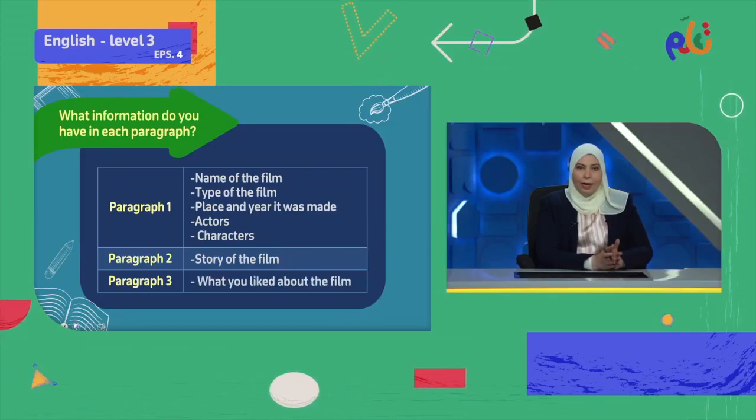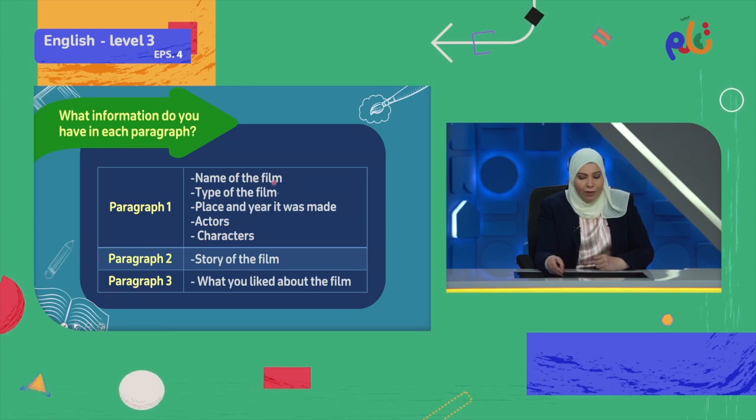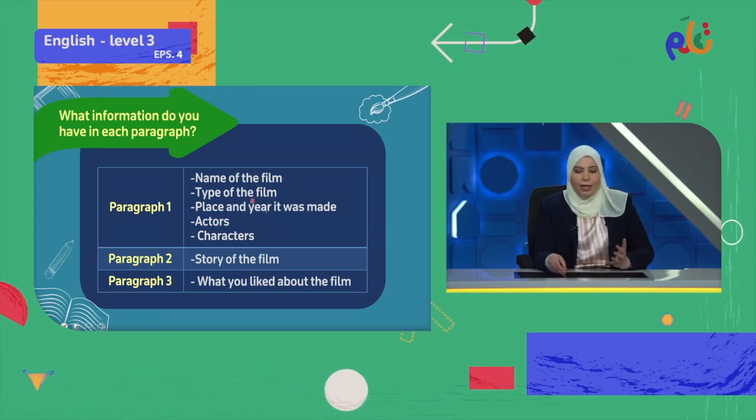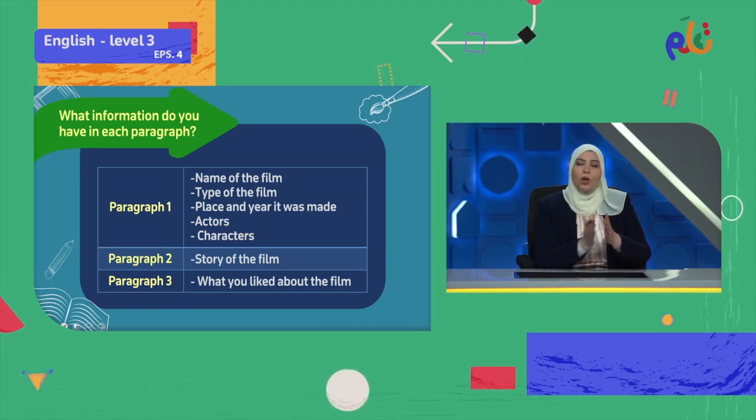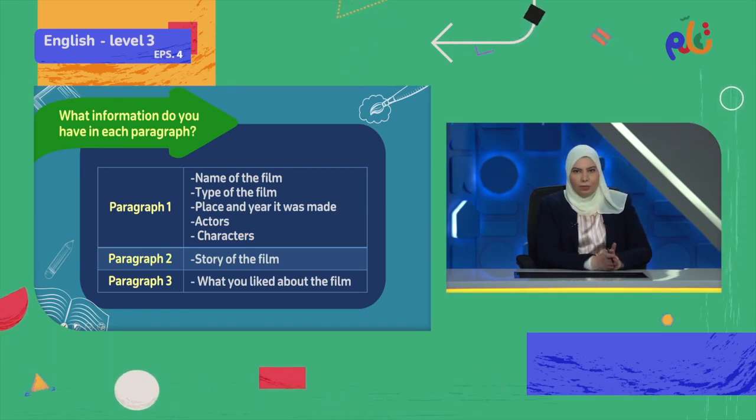These are the important words we can use when we write a film review. So, as we said, mainly we're talking about 3 different paragraphs. Let's see what the content of our paragraphs could be. In the first paragraph we can put the name of the film, the type of the film, the place and the year, when it was made, and the actors, the names and the characters. All of this can be included in the first paragraph.